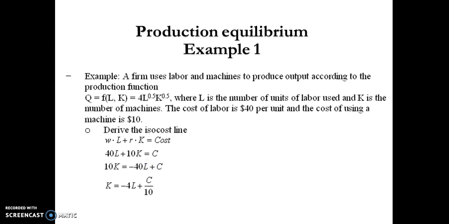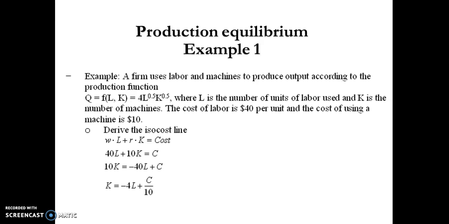So here's an example. I'm going to do two examples, and then there are a couple of worked examples for you to work through on your own. You are told that a firm uses labor and machines to produce output according to a production function. And there you can see the production function is a function of labor and capital, and it is 4L to the power of a half times K to the power of a half. So L is, of course, the number of labor units, and K is the number of machines.